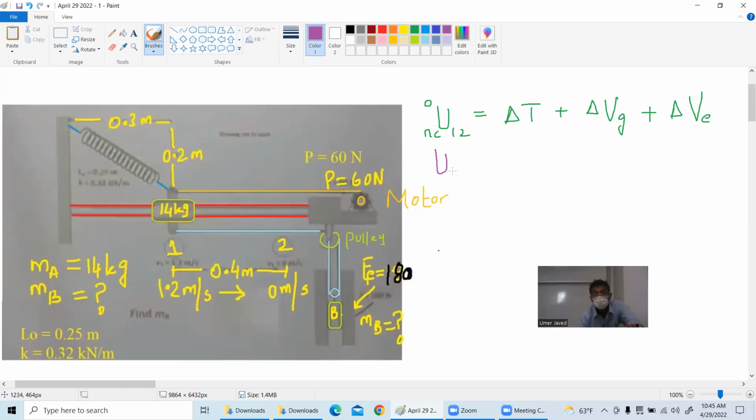One component is the work done by the motor, right? Because the motor is the one that is pulling it with 60 Newton. The other chunk is the work done by friction. That's why the word F is here.